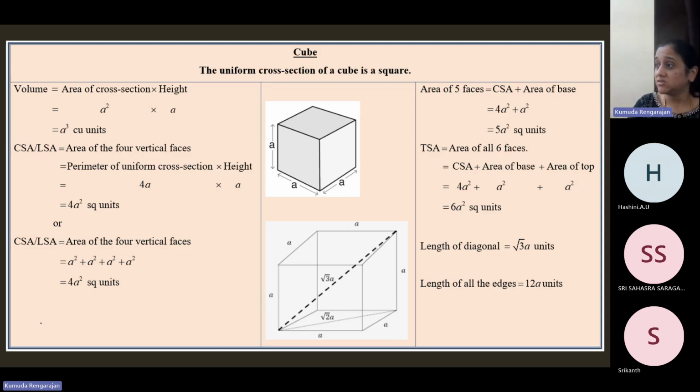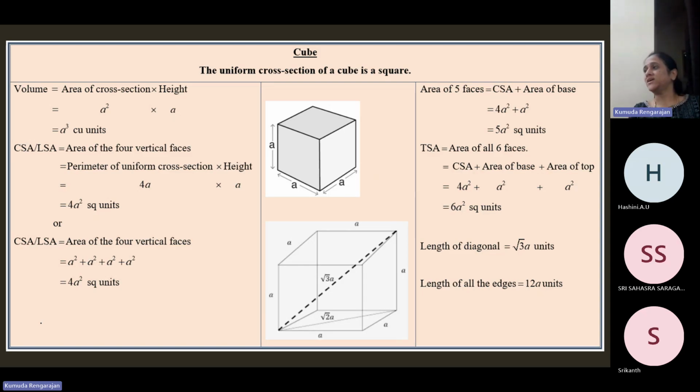A square is a 2D figure, right? Two-dimensional. It has only length and breadth. Solids are 3D. They have three dimensions. They need space. So the uniform cross section of this solid cube is a plane figure, which is a square.